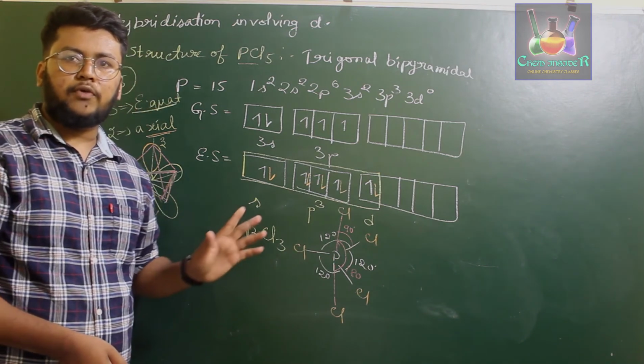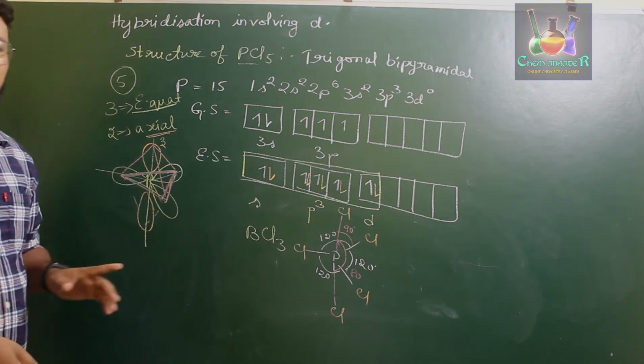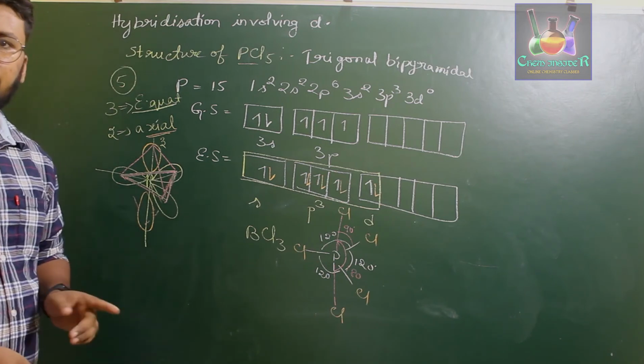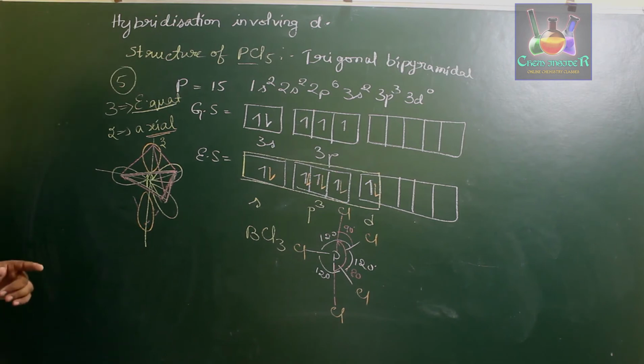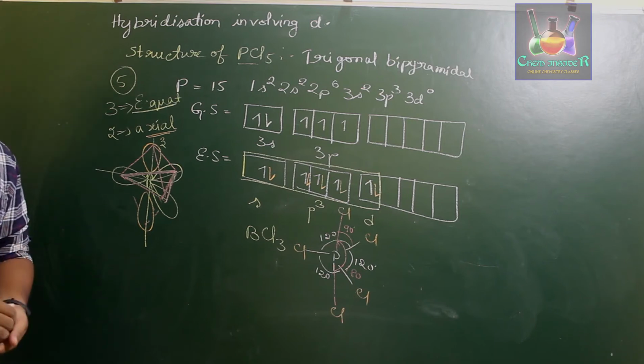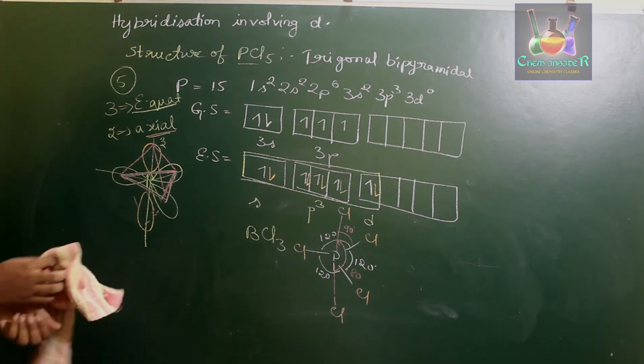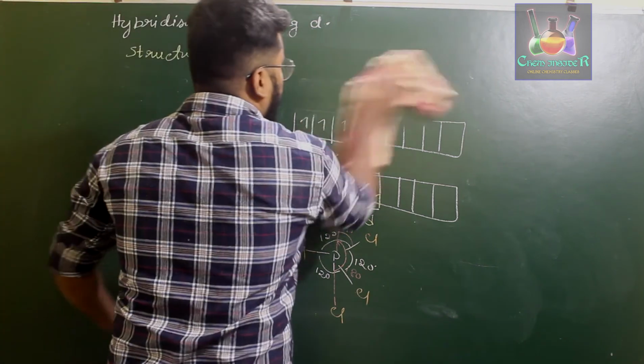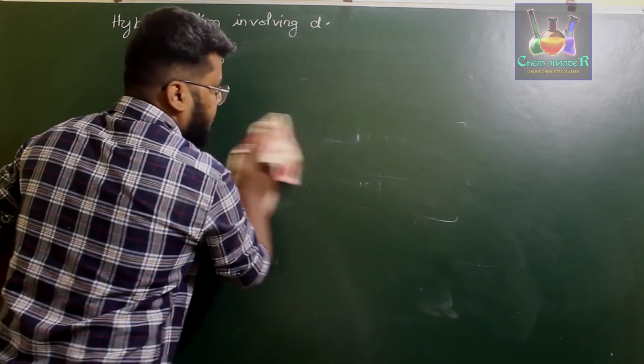So that is one point you have to remember for a long time. So axial P-Cl bond is weaker when compared to equatorial P-Cl bond. Okay, so this is about the structure of PCl5. Next, we'll discuss the structure of SF6. So, the sulfur hexafluoride compound.